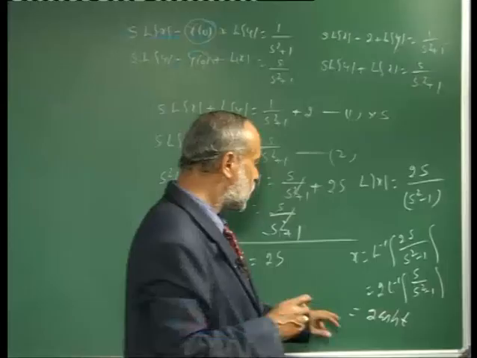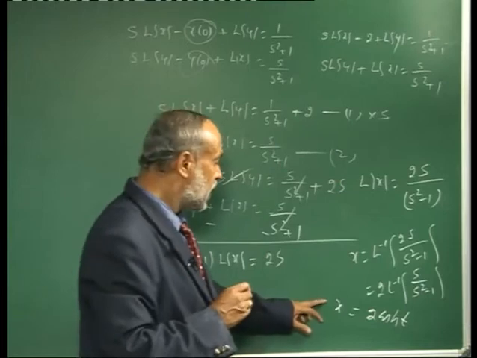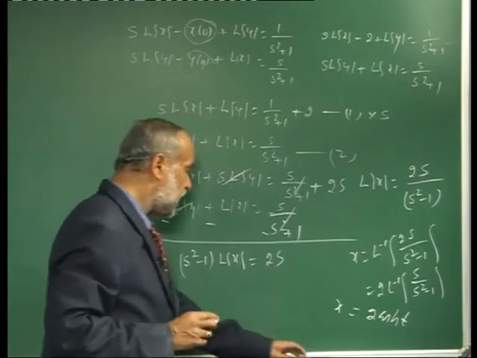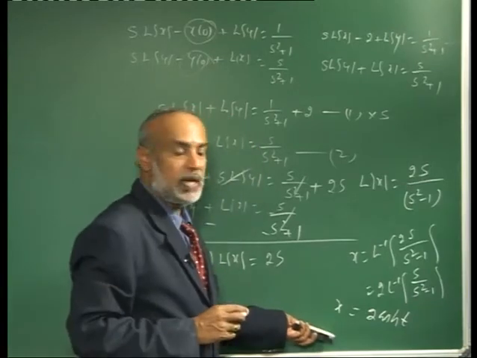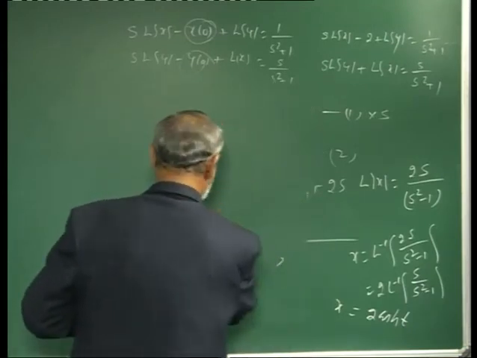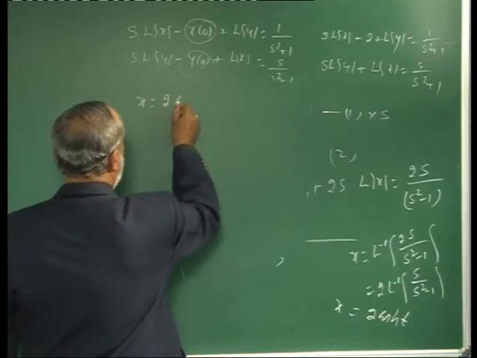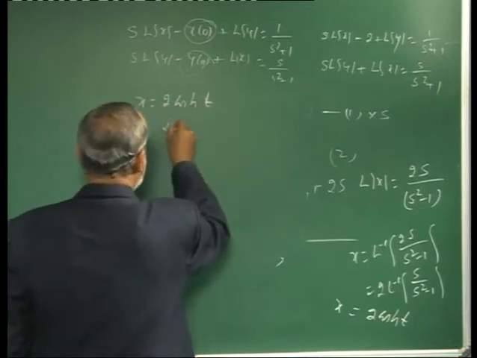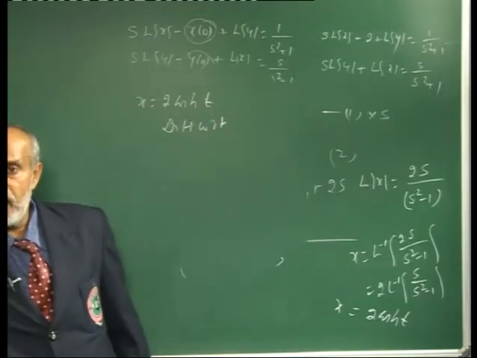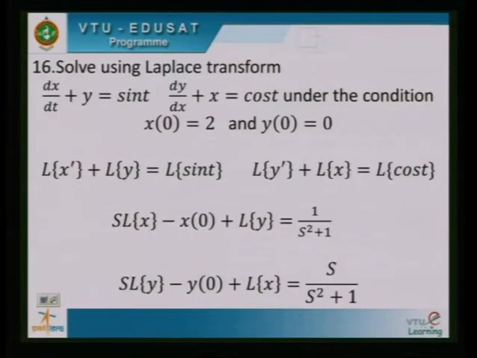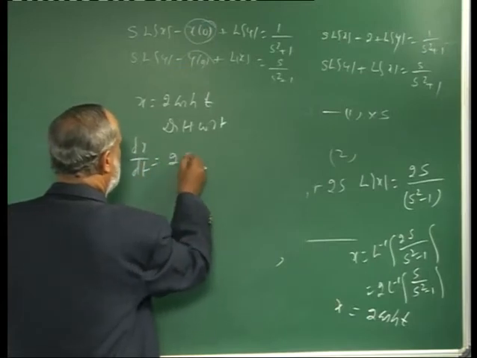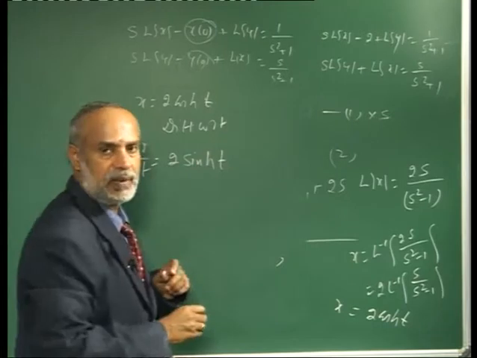After getting x is equal to 2 cos hyperbolic t, now we want to find out y. You can differentiate x with respect to t. Here x is equal to 2 into cos hyperbolic t, so differentiating with respect to t, dx by dt is equal to 2 into sin hyperbolic t.